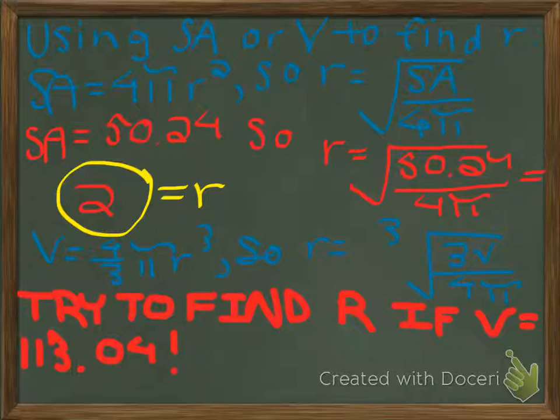Now the equation says the cube root of 339.12 over 12.56. When we figure that out, it equals the cube root of 27. The cube root of 27 equals 3, so the radius equals 3.